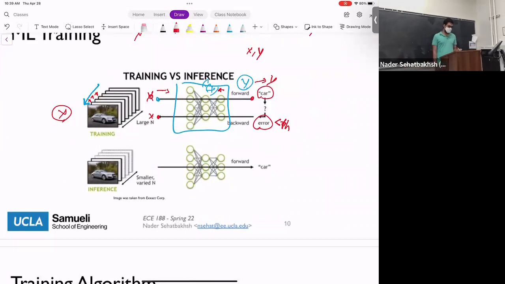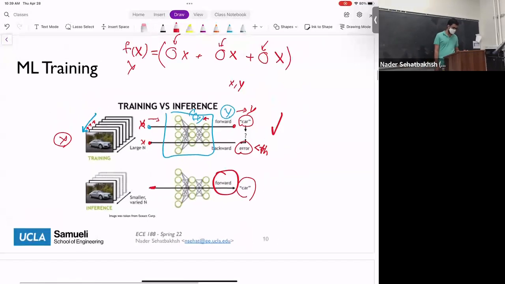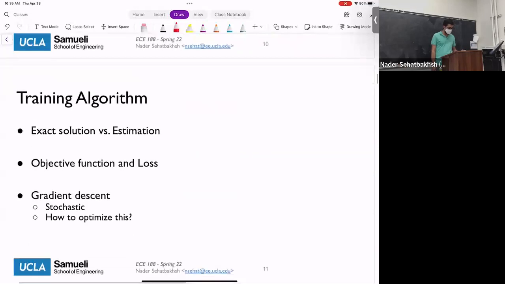And once we have that, we're basically done with our training. Now our inference basically becomes just sending some inputs. This time we only have the forward pass, right? And we get our label, and hopefully this label is right. Okay. So that's kind of like the model training.